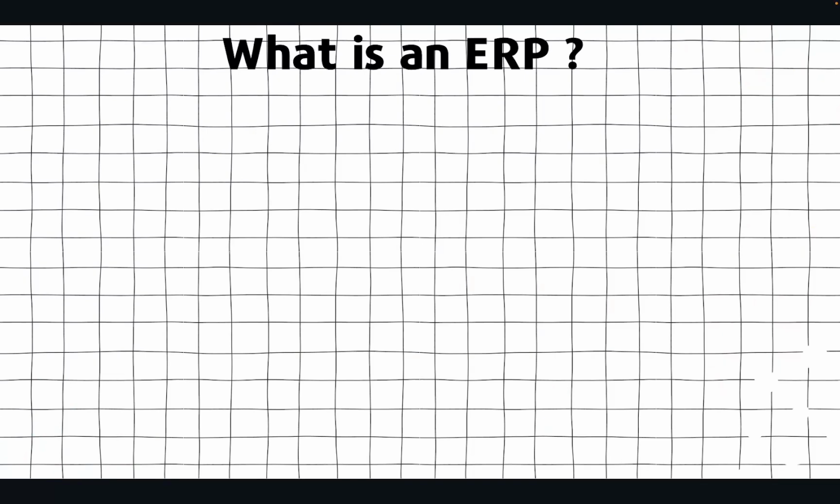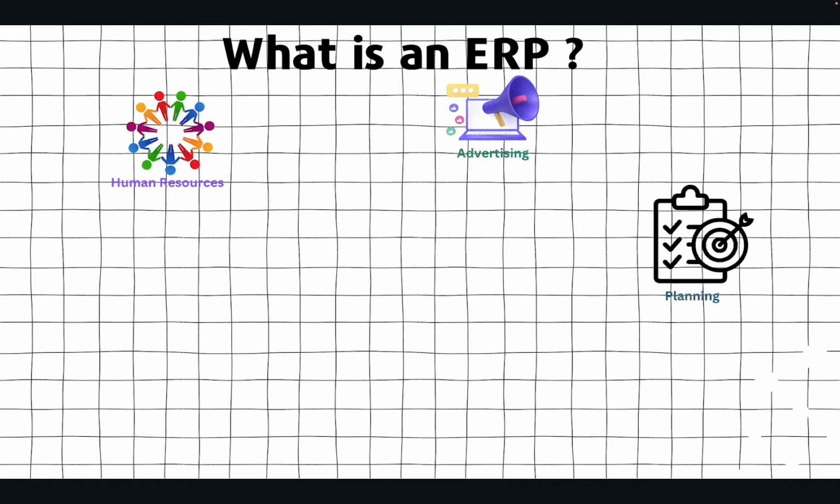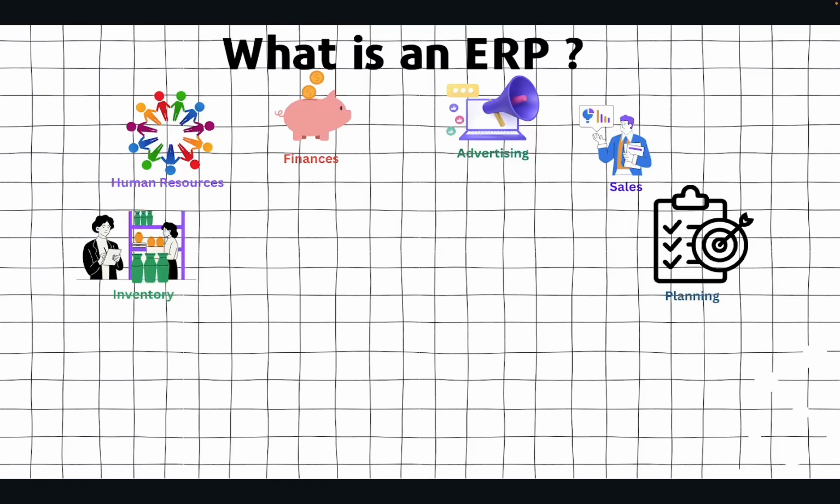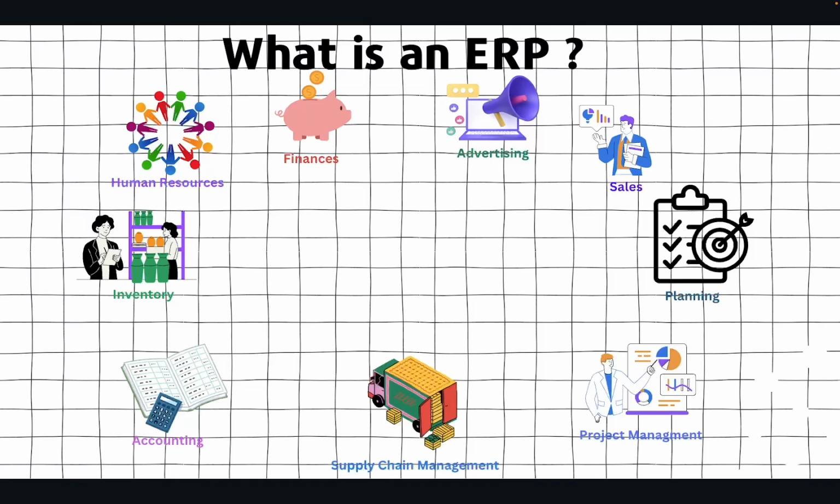What is an ERP? Let's first take a bird's eye view of ERP as a whole, then we dive in deep into SAP ERP and so on. So we will see certain functions coming up on the screen: human resources, advertising, planning, finances, sales, inventory, accounting, project management, supply chain management. And all of them comprise one whole single thing called enterprise resource planning.